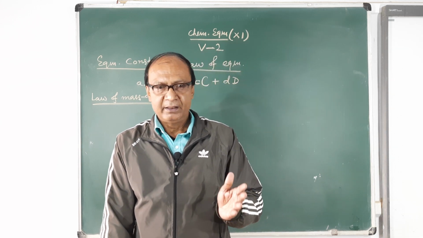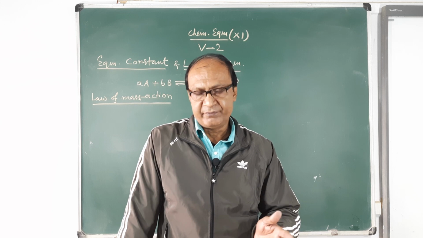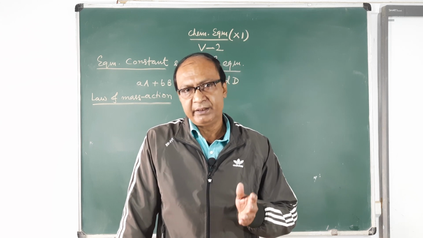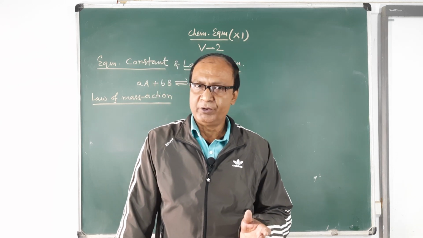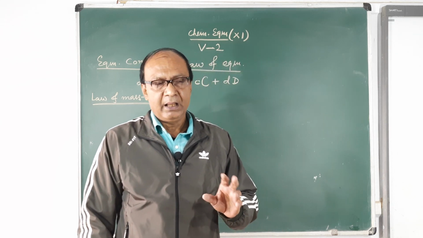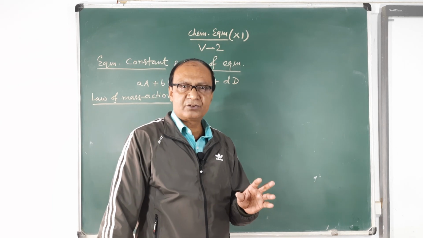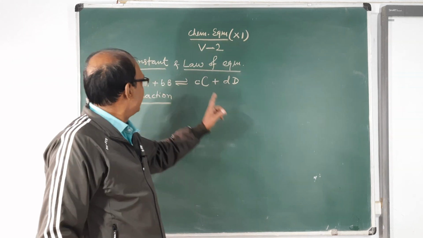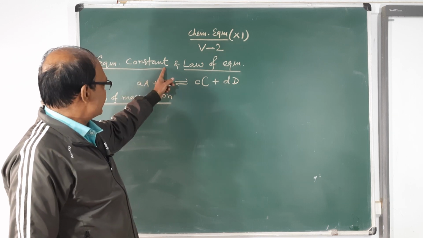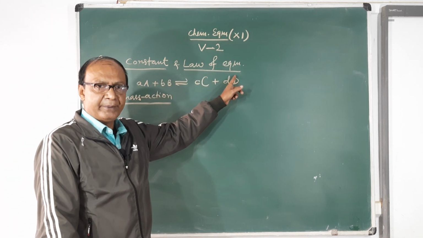There you have seen that equilibrium systems can be classified as homogeneous and heterogeneous equilibrium, physical and chemical equilibrium. Now today, after knowing all those features of equilibrium systems, we shall start with equilibrium constant and law of equilibrium.